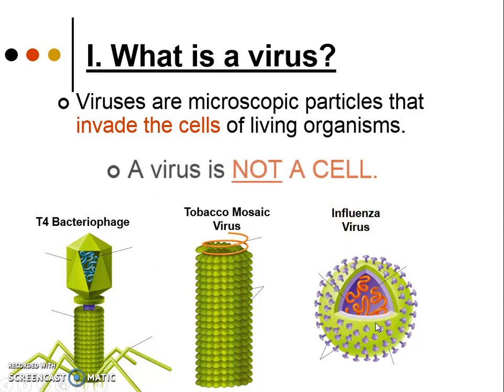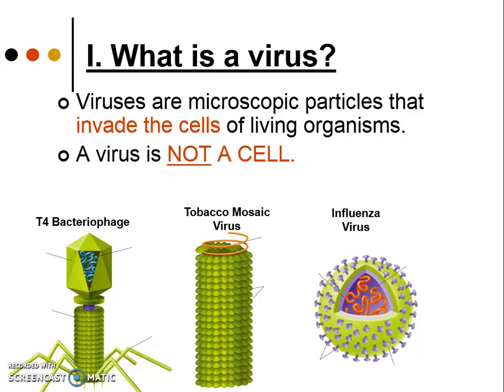We're going to learn lots of examples. And notice that I said it is not a cell. And it's not. Wait, if it's not a cell, is it alive? Dun, dun, dun! I guess we're going to find out. So notice, no cell wall, has some proteins, has some DNA or RNA. Weird, right? Let's learn more about it.